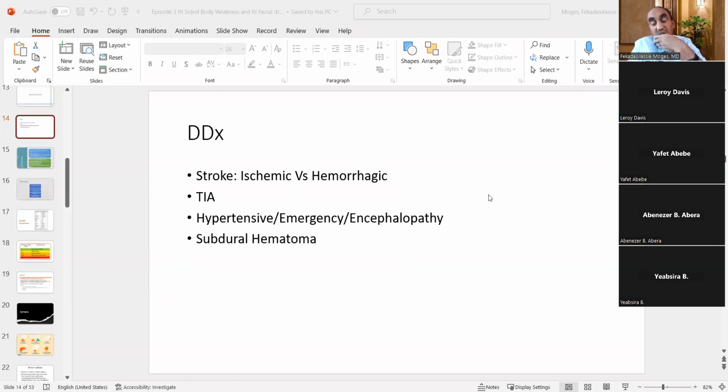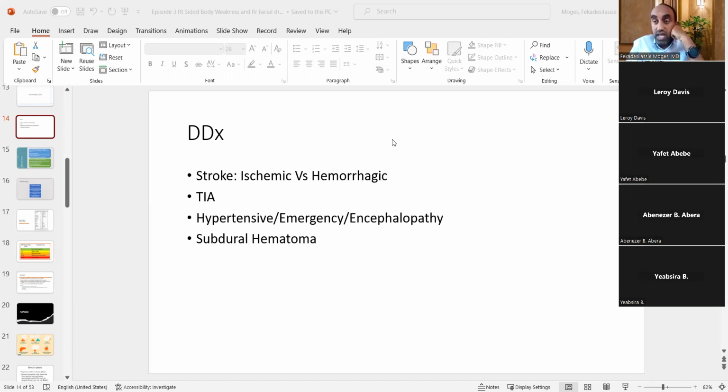Strength. Reflex. The strength is power, right? So you can assess the power. As part of power, I'm going to tell you that right upper extremity is 0 out of 5, right lower extremity is 0 out of 5, and left upper and left lower extremity are 5 out of 5, okay?